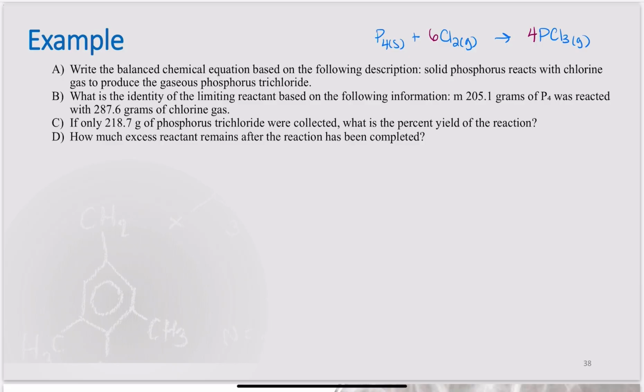What is the identity of the limiting reactant based on the following information? 205.1 grams of phosphorus was reacted with 287.6 grams of chlorine gas. Okay. I don't know what the limiting or excess reactant is. Let's figure it out. How many grams of phosphorus is needed to react all of my Cl2?